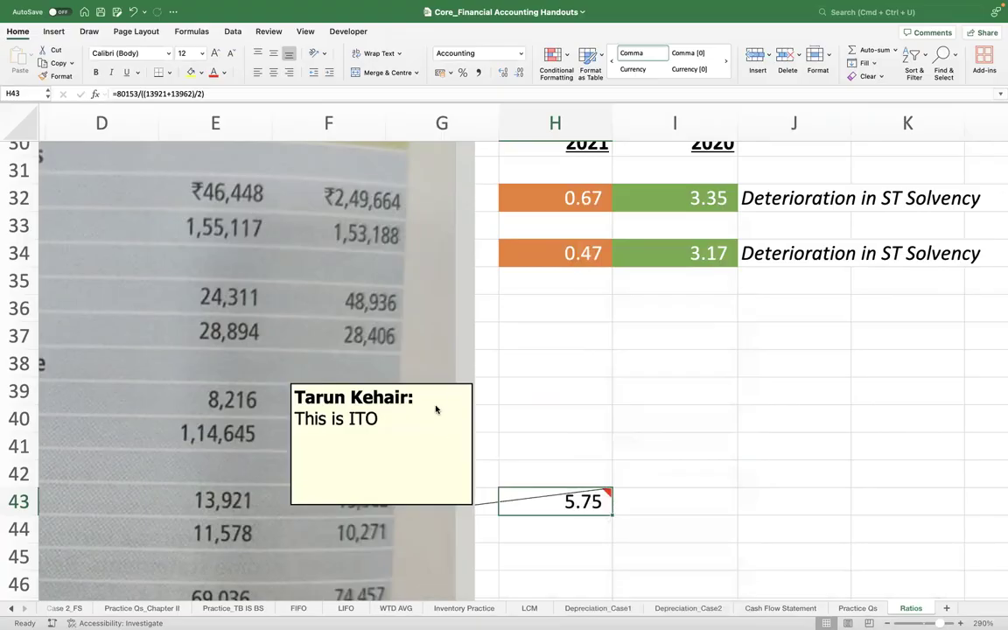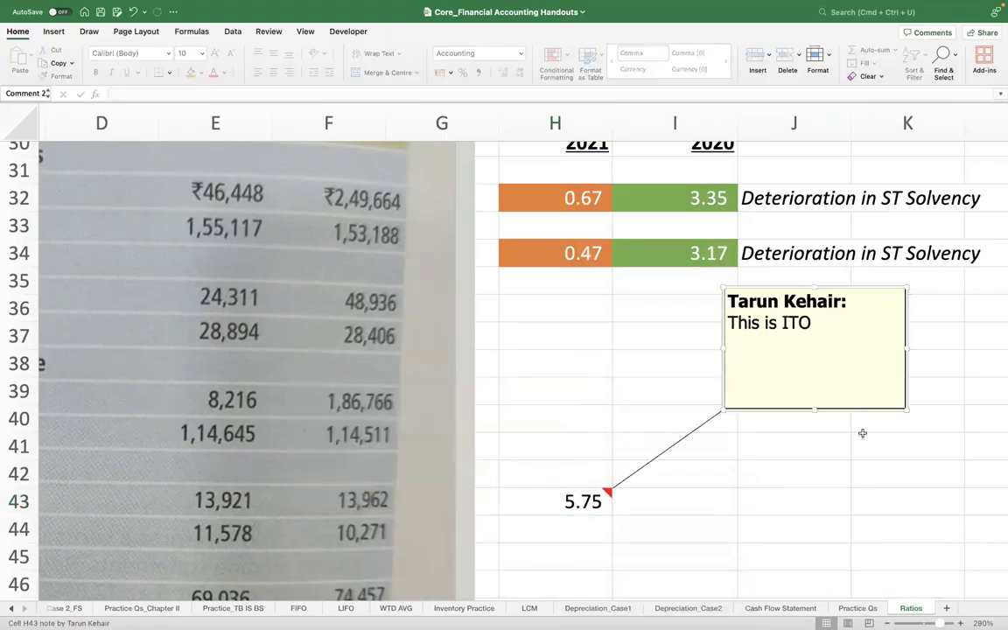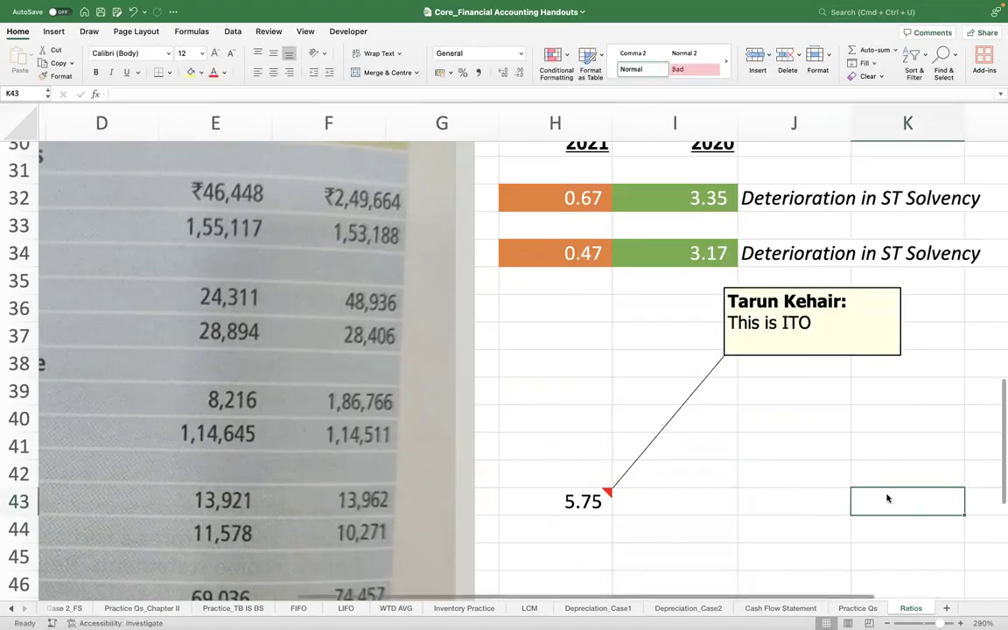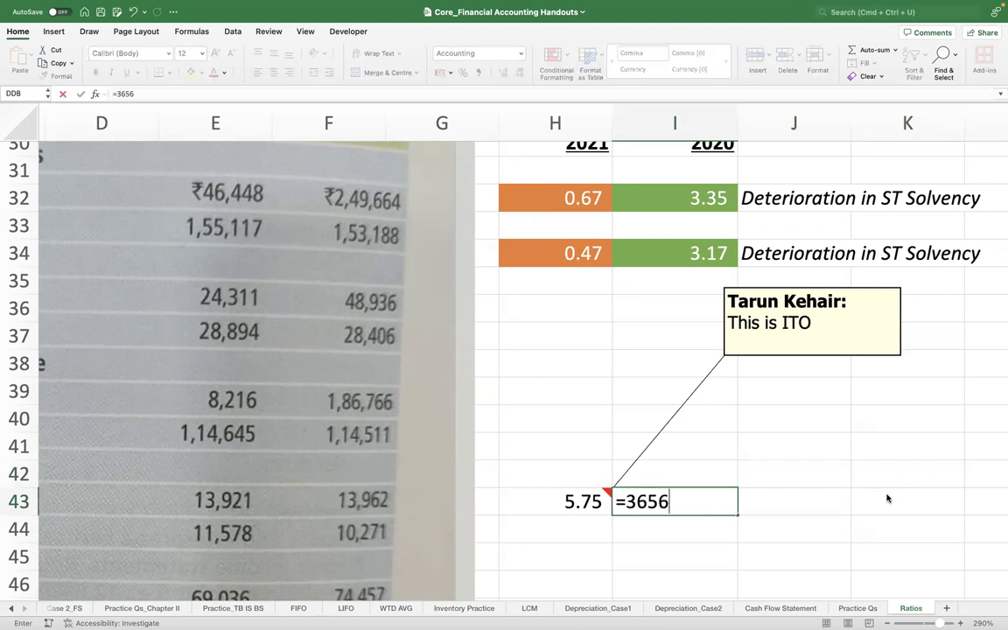What does this mean? The inventory is converted 5 times in a year, from raw materials to inventory conversion. So what is your inventory holding period then? Correct. 365 divided by inventory turnover ratio. So that means on an average you are taking 63.5 days to convert your inventory. This is your inventory holding period.